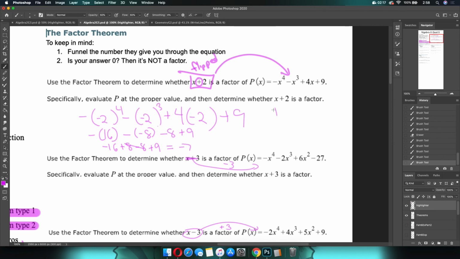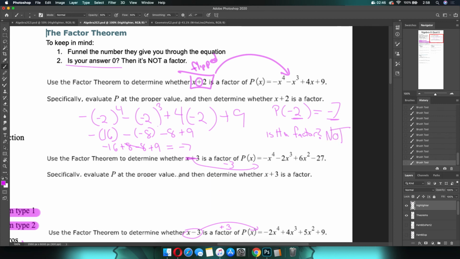For your answer box, you're going to have P of something equals something. So you're going to put a number here and a number here, and then is it a factor, not that I can spell, factor question mark. So flip the sign, goes in there. We funneled in the negative 2. What did we get? Negative 7. Now, is your answer 0? No. Then it is not a factor.